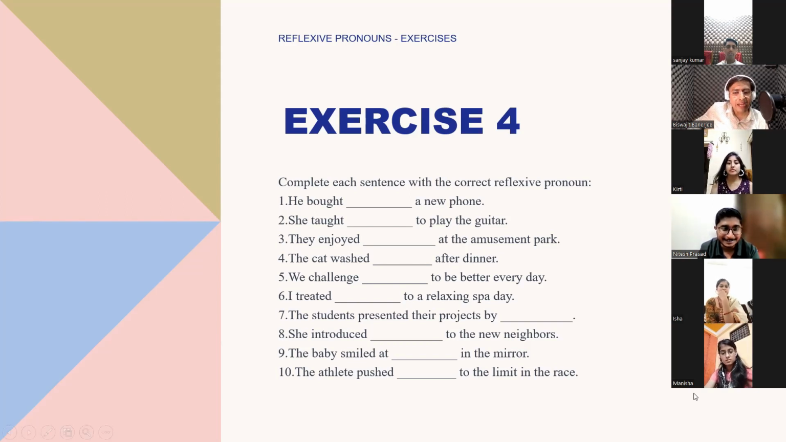All right, Shivam. The baby smiled at Dash in the mirror. The baby smiled at itself in the mirror. Perfect. Himself and herself would also do, if you know whether the baby is a girl or a boy. This is again a repeat, but somewhat similar.